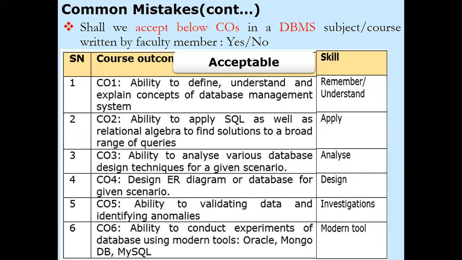With respect to this example, what I want to tell is that CO1 is written based on the remember and understanding level, which means CO1 may come from unit 1, unit 2, unit 3, it does not matter, he has written one CO. And CO3 he has written based on the analyze skills, so CO3 may come from unit 1, unit 3, it doesn't matter, he has written one CO. What I want to say is that he has written a generalized CO to do that.